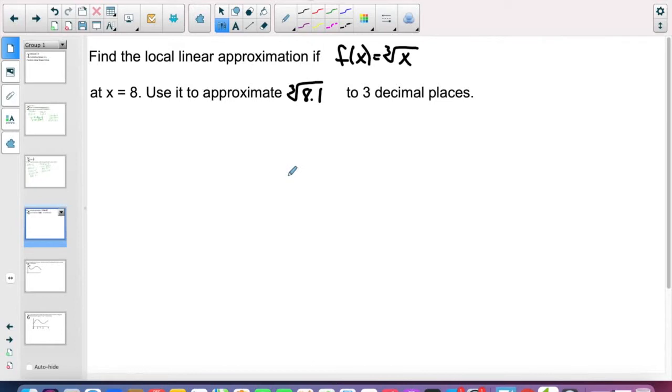In this one, it says find the local linear approximation if f of x equals the cube root of x and x equals 8. Use it to approximate the cube root of 8.1 to 3 decimal places. So they've disguised this problem a little bit.